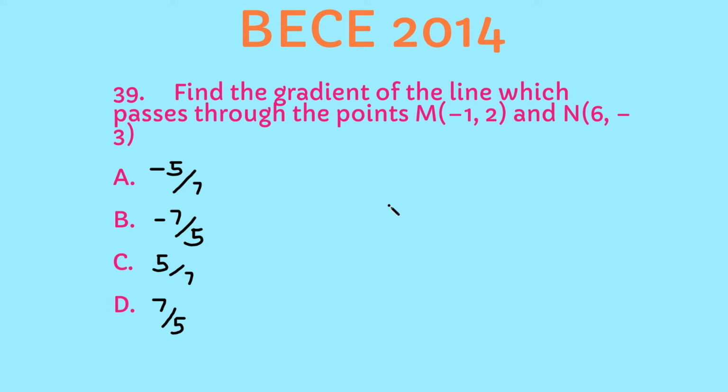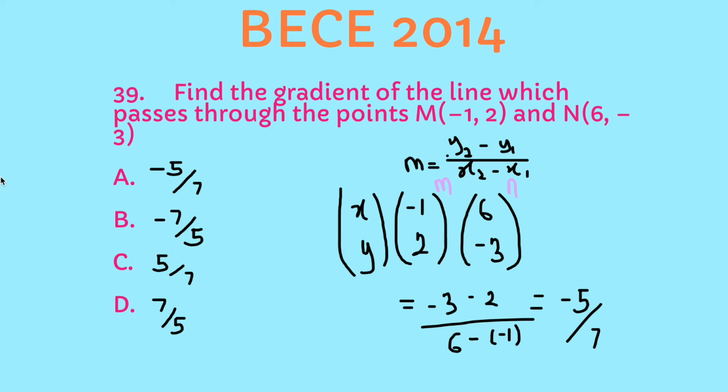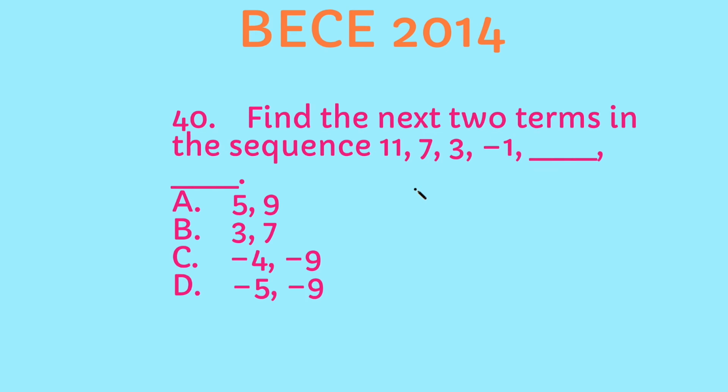For 39, we have to find the gradient of the line which passes through the points M, negative 1, 2, and N, 6, negative 3. First off, we're going to find m equals y2 minus y1 divided by x2 minus x1. We would get negative 3 minus 2 divided by 6 minus negative 1. Our answer will be negative 5 over 7 for our gradient. 39 will be A.